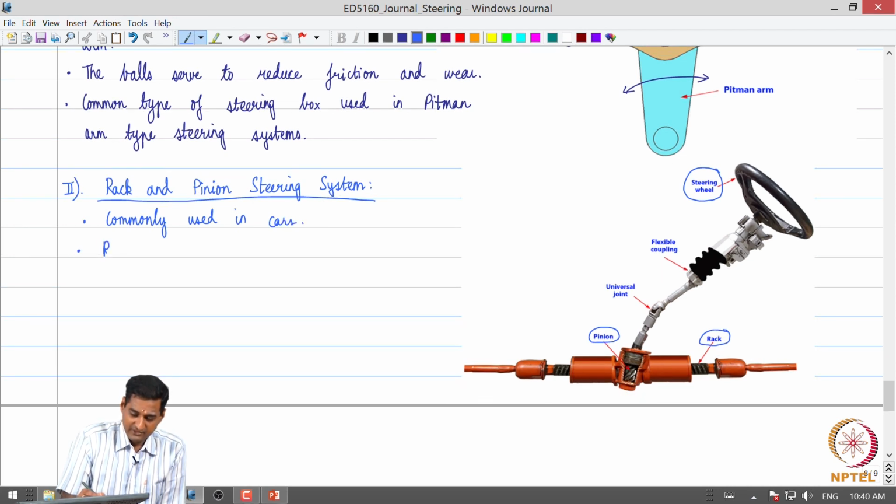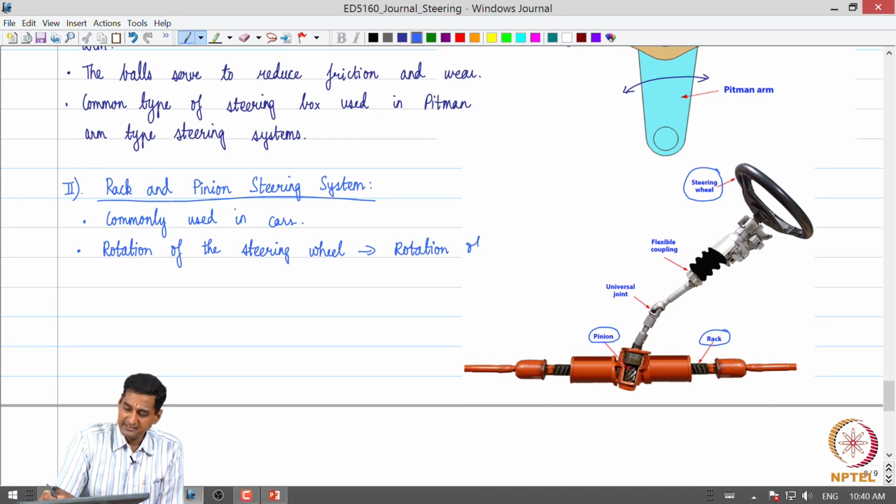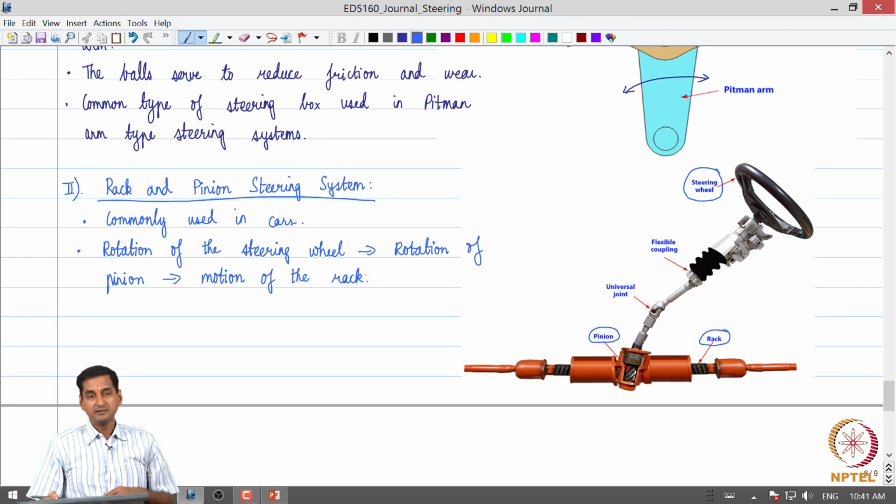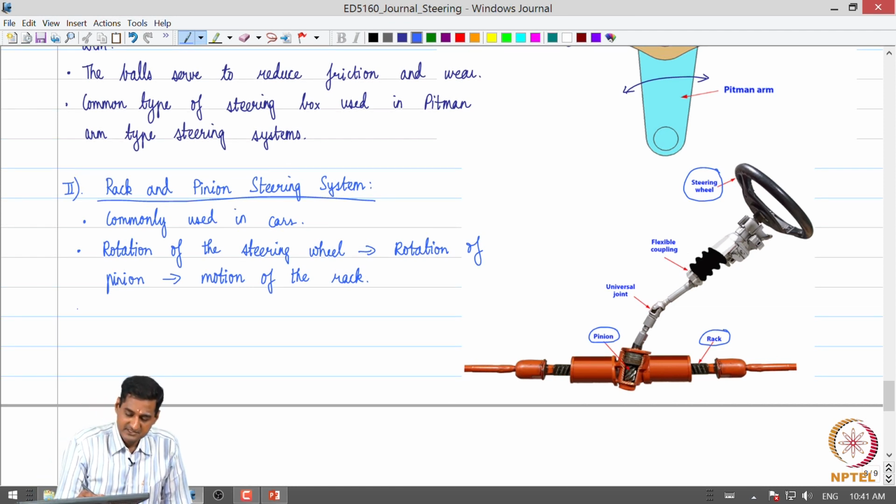We can see that the rotation of the steering wheel results in rotation of the pinion, and that essentially is converted to a translational motion of the rack. So, this is the concept behind a rack and pinion system.